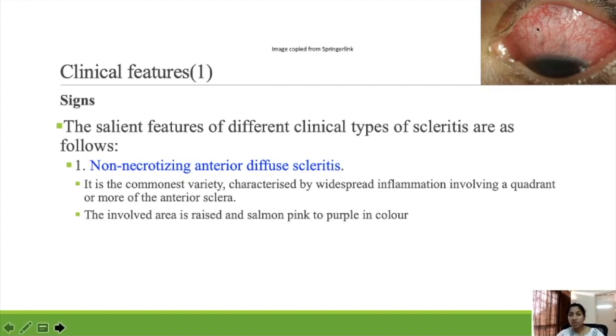So this is a picture of non-necrotizing anterior diffuse scleritis. Okay. This is diffuse, you can see it is diffused. This is the most common variety, and the involved area is raised and it is pink to purple in color.